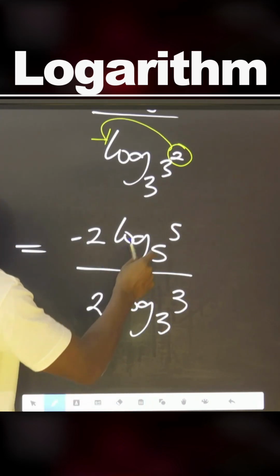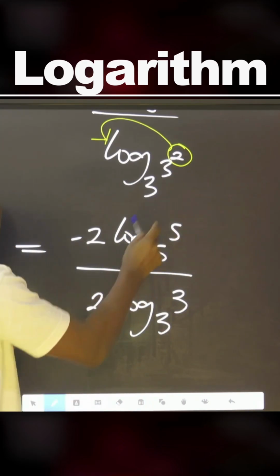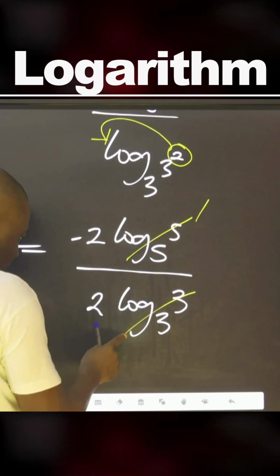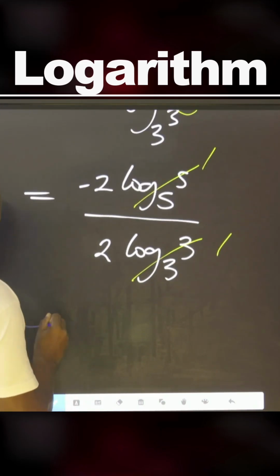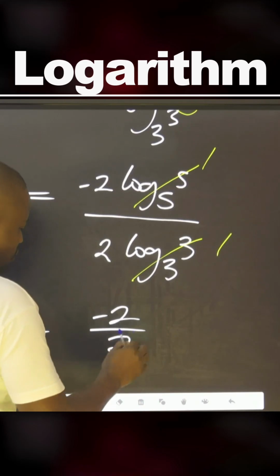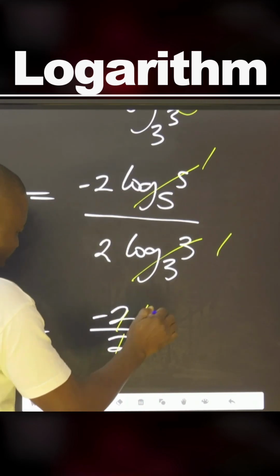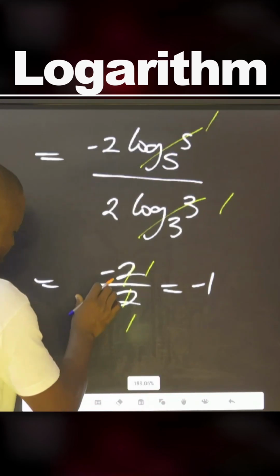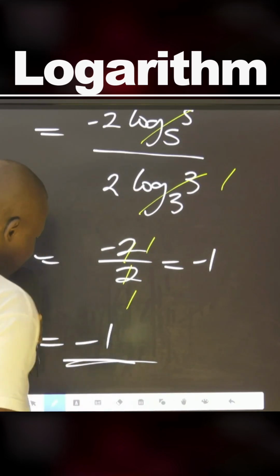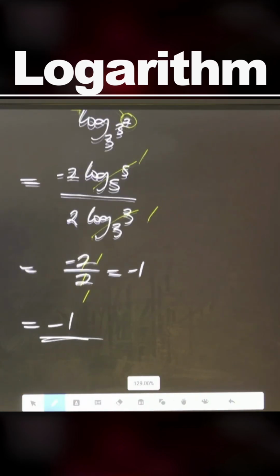Okay? So because of this, that is because they are the same, this is 1. This is also 1. Therefore, we have minus 2 over 2. This is 1. This is 1. That is minus 1. Therefore, we have minus 1 as our answer.